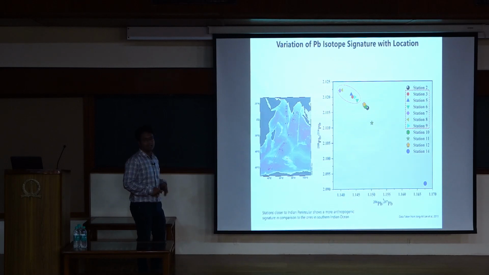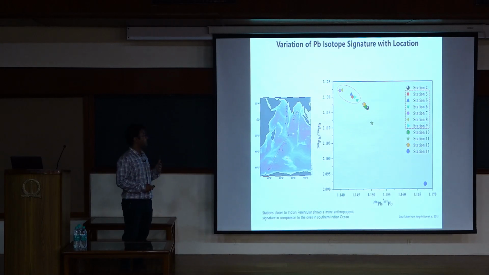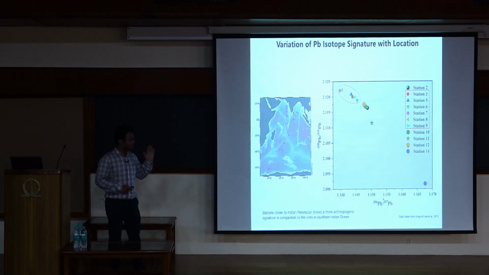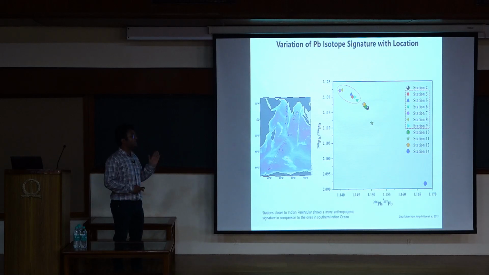Overall, the entire lead signature that we see in the Indian Ocean is correlating with leaded gasoline, but the stations close to the Indian peninsula have a higher anthropogenic fraction compared to the ones far away. And you can also relate this because there are lots of industries in this area, for example, Bombay High and other petroleum industries. So this is more evident.